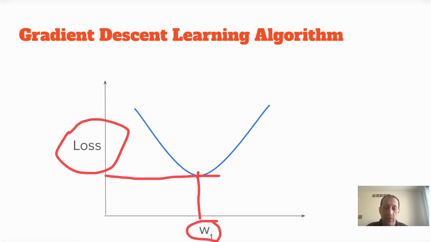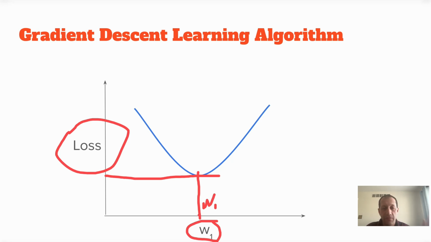So you want to find out where this point is. And this W1 at this point is what you want. And then you will do a similar thing for W0. If you can find W0 and W1 at the point where the loss is minimum, you have completed your training. That is training. And now let me explain how this gradient descent learning algorithm accomplishes that.